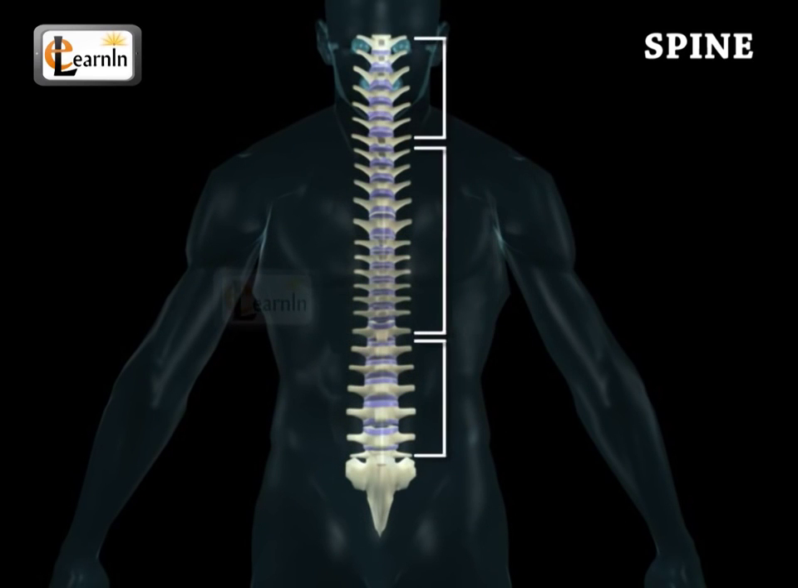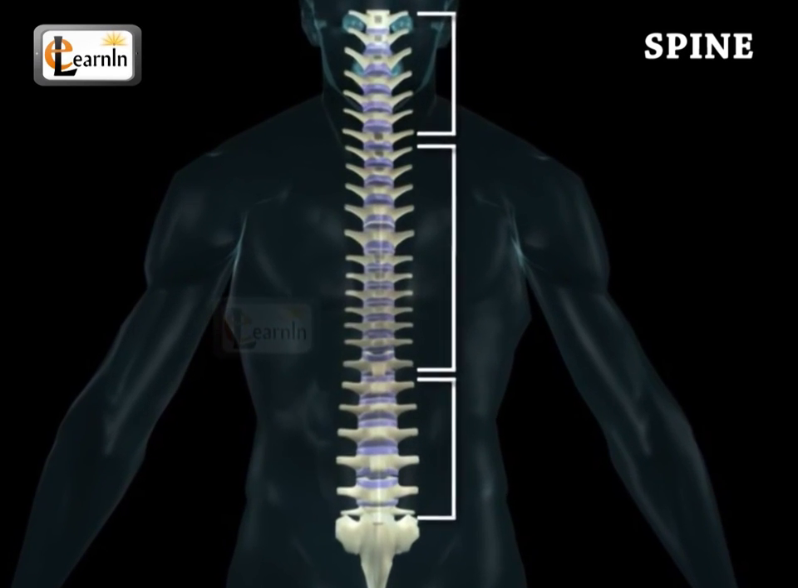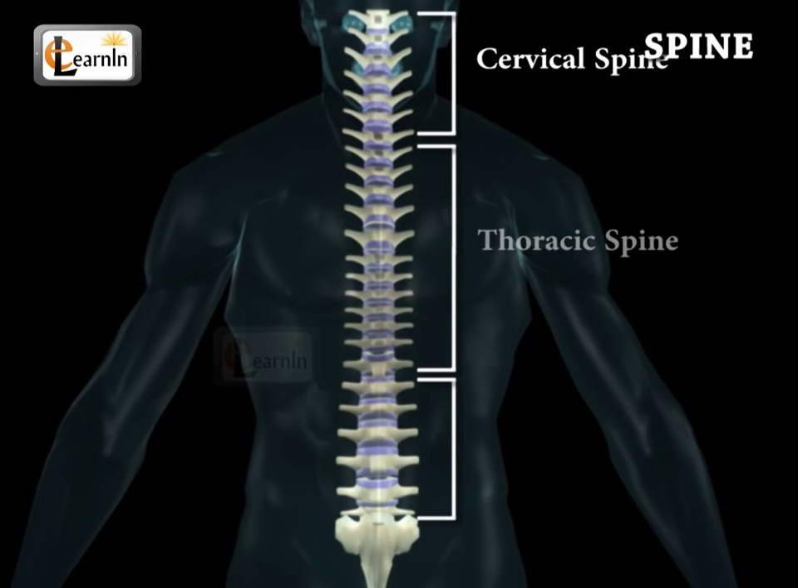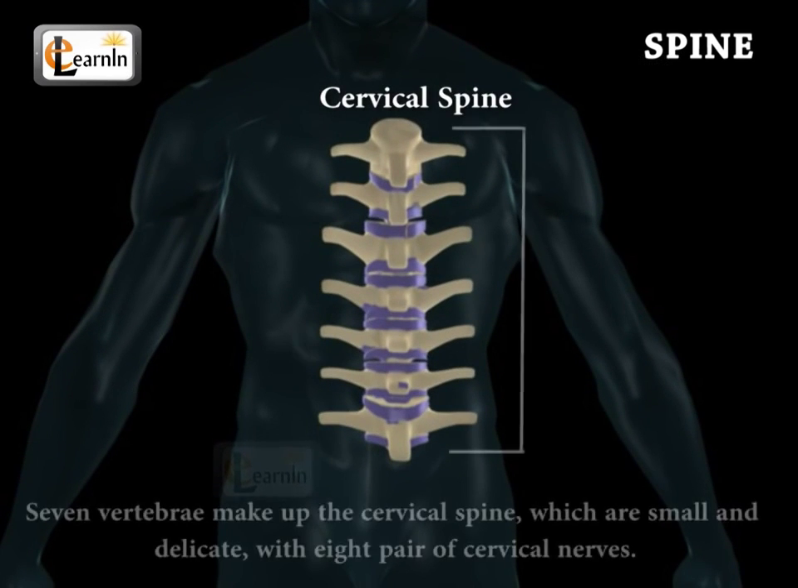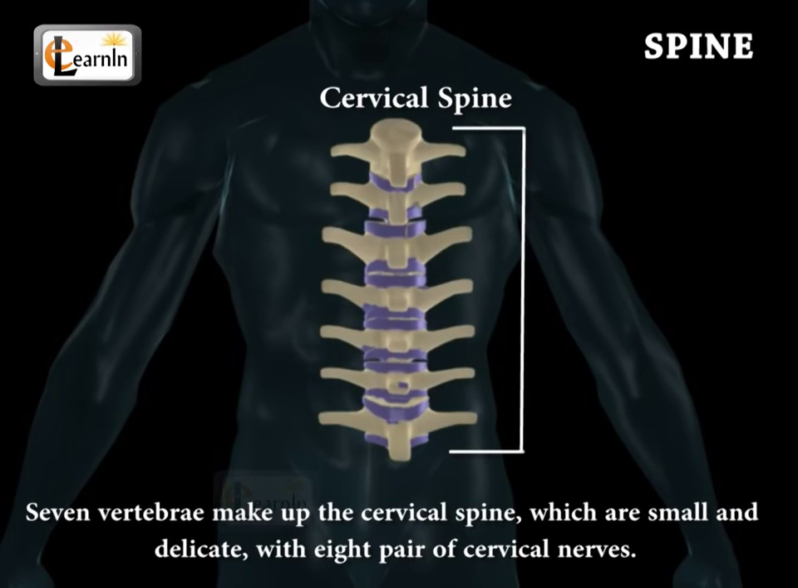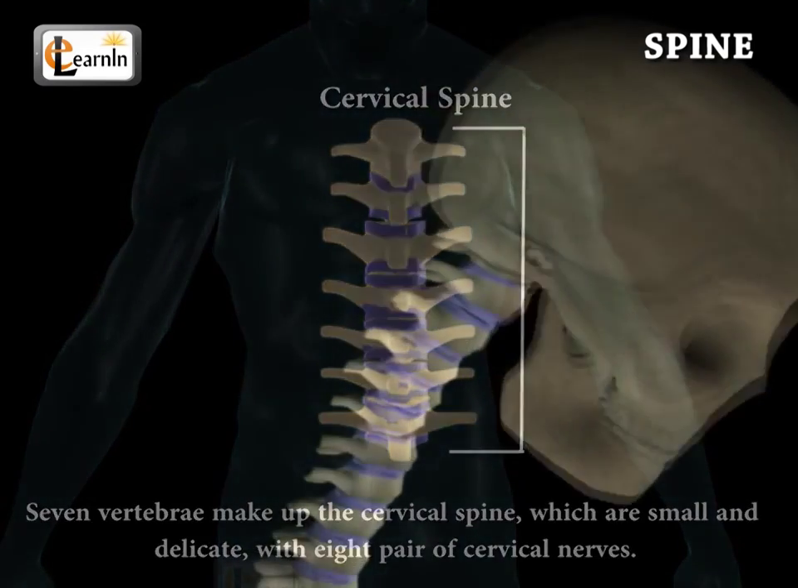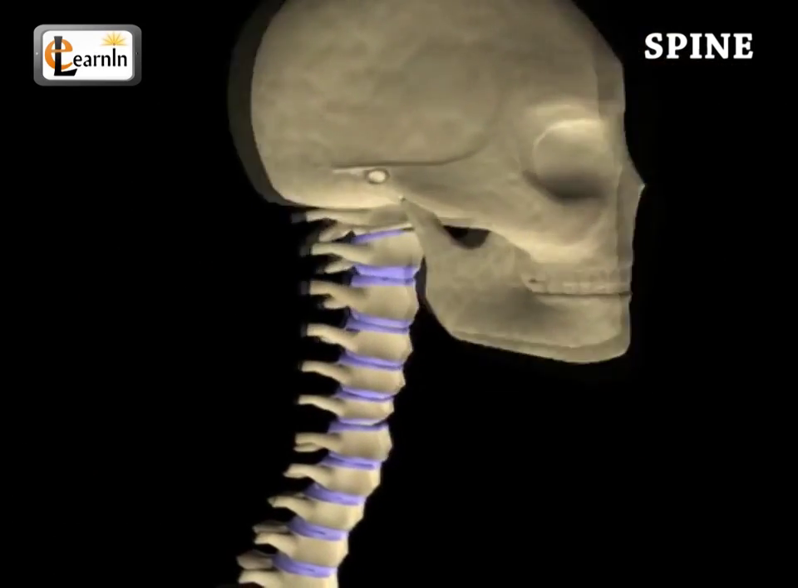Broadly, the three main sections of the spine include the cervical spine, thoracic spine, and the lumbar spine. The cervical spine begins with the base of the skull. 7 vertebrae make up the cervical spine, which are small and delicate, with 8 pairs of cervical nerves. It is these vertebrae that help in the movement of the head and the neck.